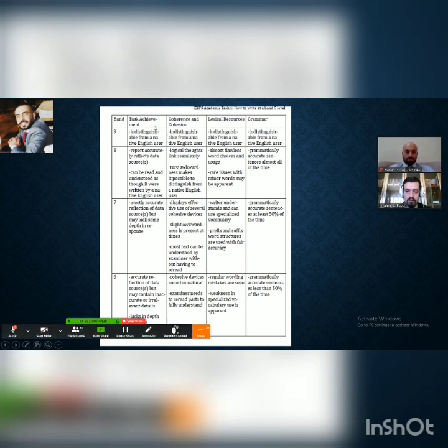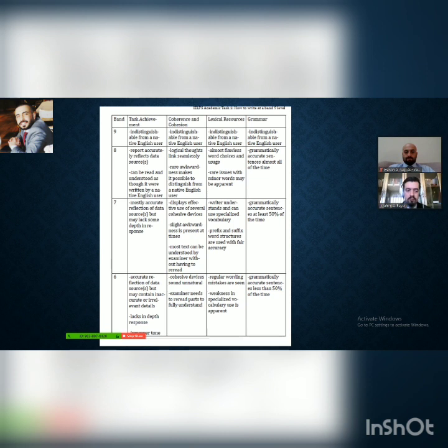So they focus on task achievement. Task achievement, if you want to get a higher mark in the test. Task achievement means you should have in your academic essay at least 4 paragraphs. You must have 4 paragraphs in the essay: introduction, body with 2 paragraphs, and conclusion, which is the last paragraph. If you do them, you start from band 7. Your evaluation starts from 7 and above.